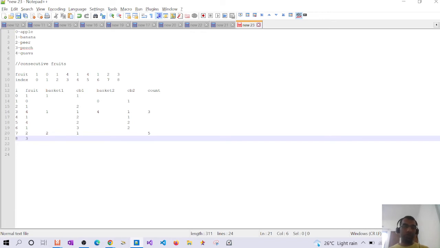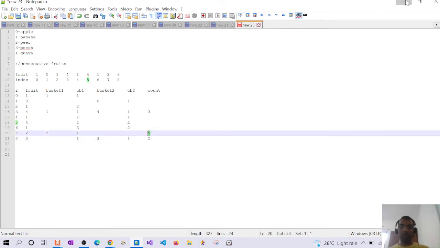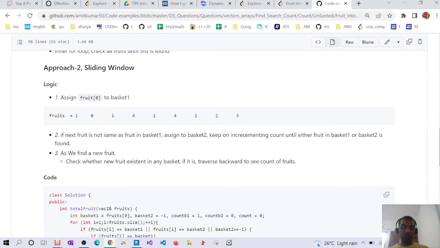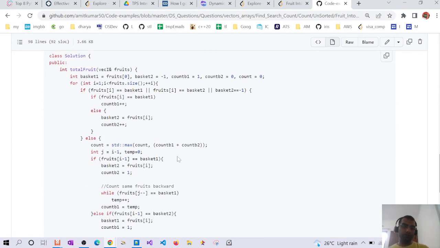fruits backward. So now in this case, basket 2 count is 1, and the new fruit, which is 3, is inserted into basket 2 and its count is 1. So finally we have the count as 2. So the answer is 5 here. So let's go into the code to check how it works.